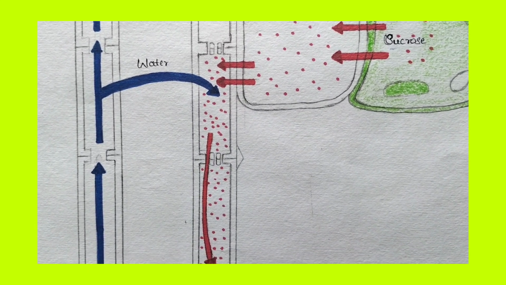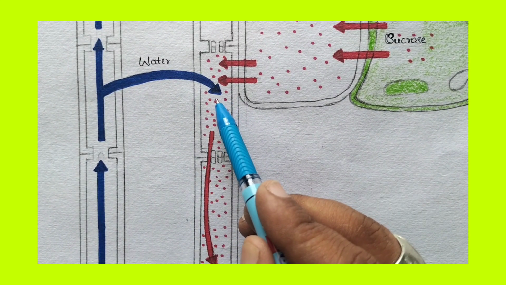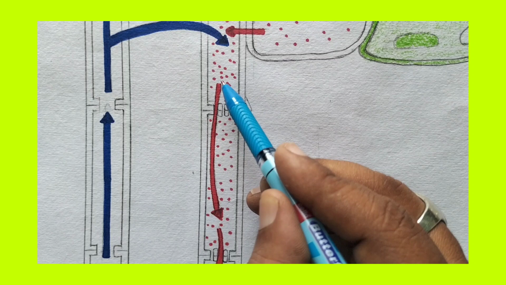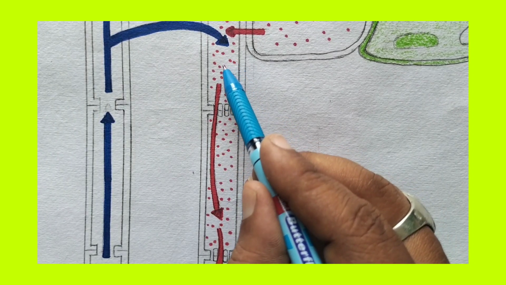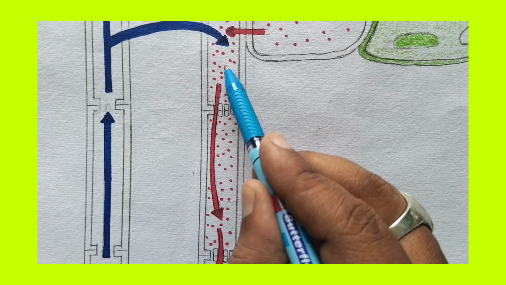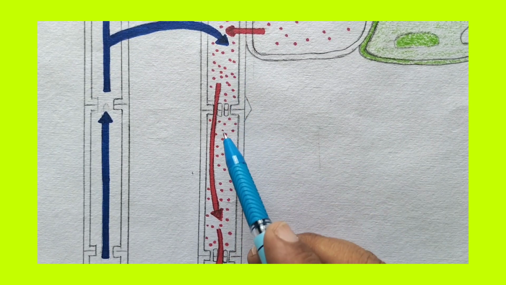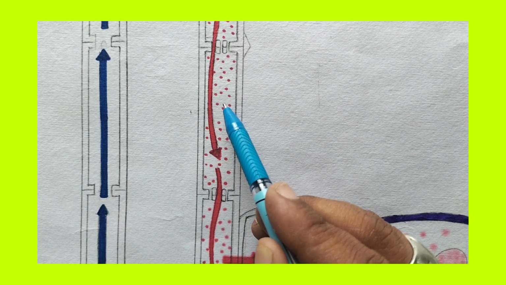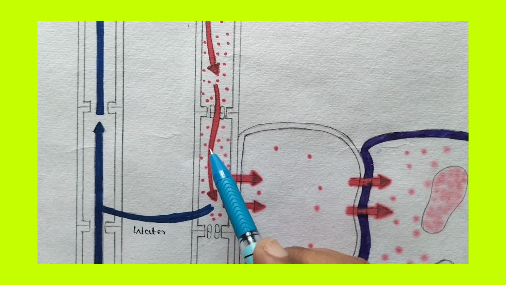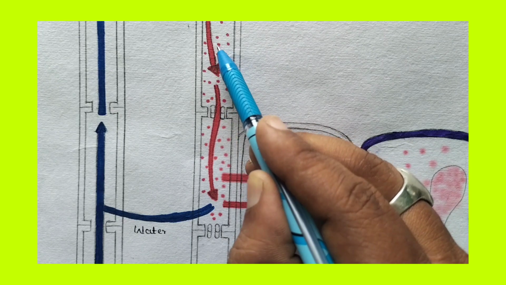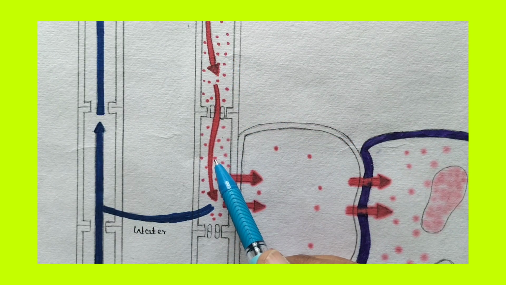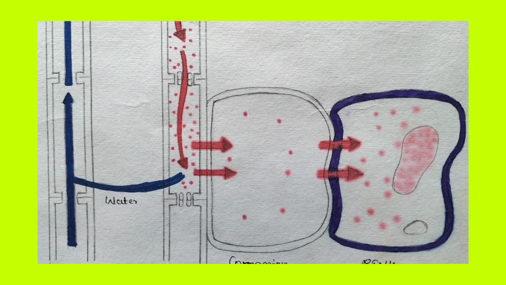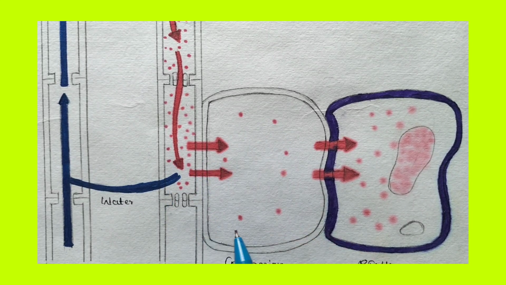So the food with higher concentration moves from a region of higher concentration to a region of lower concentration, that is through osmosis. A pressure is created here, which we call osmotic pressure. Due to osmotic pressure, the food moves from a region of higher concentration to a region of lower concentration. Now the concentration increased in this sieve tube and decreased in this sieve tube. Again, the food moves from a region of higher concentration to a region of lower concentration through a process called osmosis.